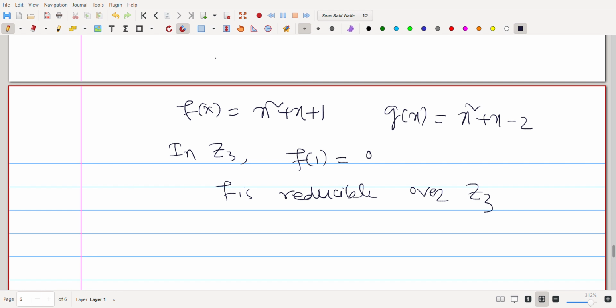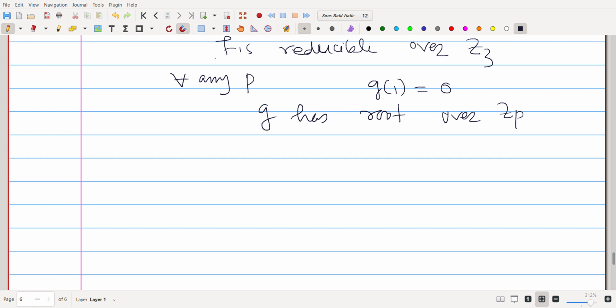Okay, second one is there exists a prime number p such that g(x) mod p is irreducible. But you can see that for any p, g of 1 is 0, because 1 square is 1, plus 1 minus 2 is 0. Hence g has a root over Zp for any p. Hence this is false. And g(x) is irreducible in Q[x]. That is also false. Why? Because g has a root, root 1, in Q. Hence g(x) is reducible.